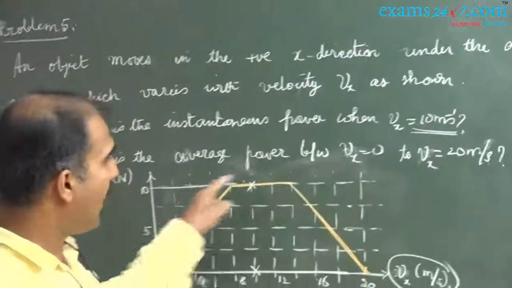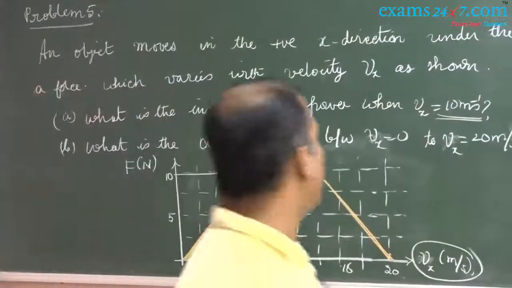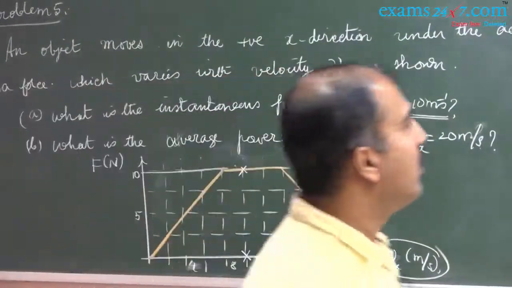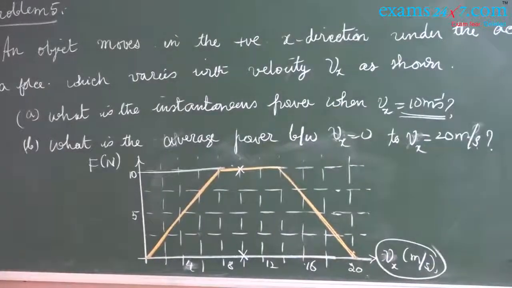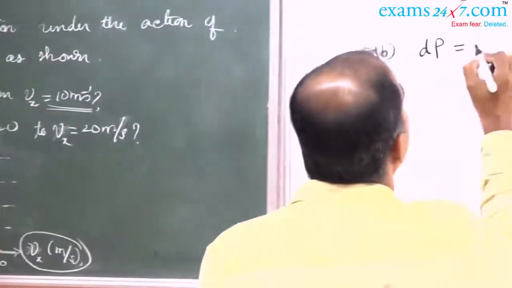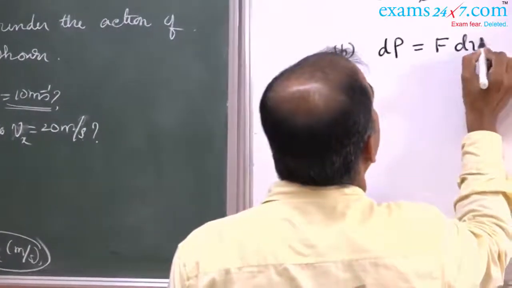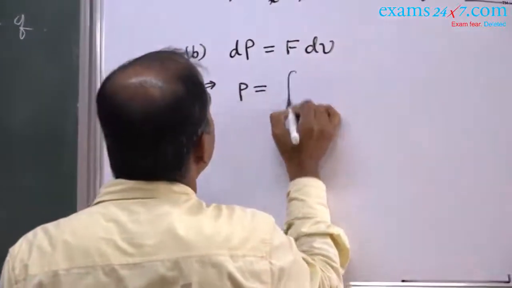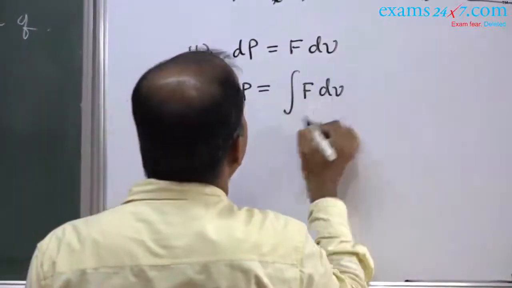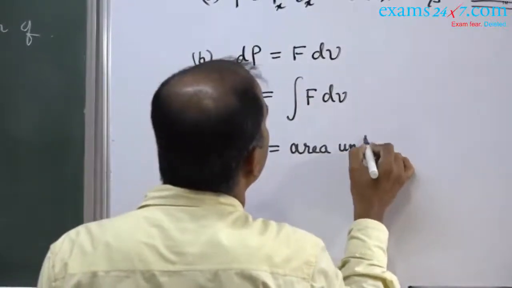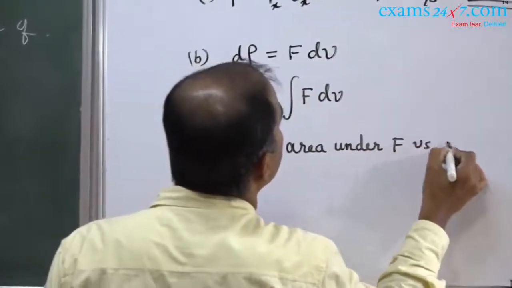The second part, B, is not very easy, I would say. We have to find out the average power. Since the force is varying with the velocity Vx, we can write the power over a small velocity change dVx as F times dV. So total power or average power is the integral of F dV. The integral of F dV is nothing but the area under the F versus V graph.